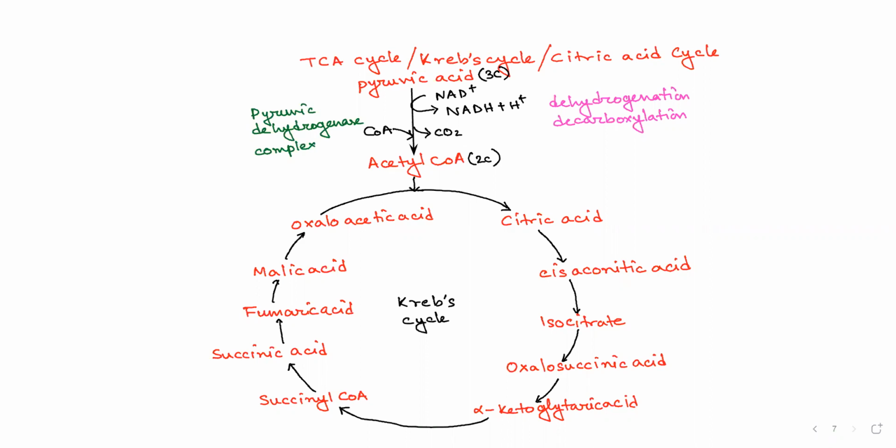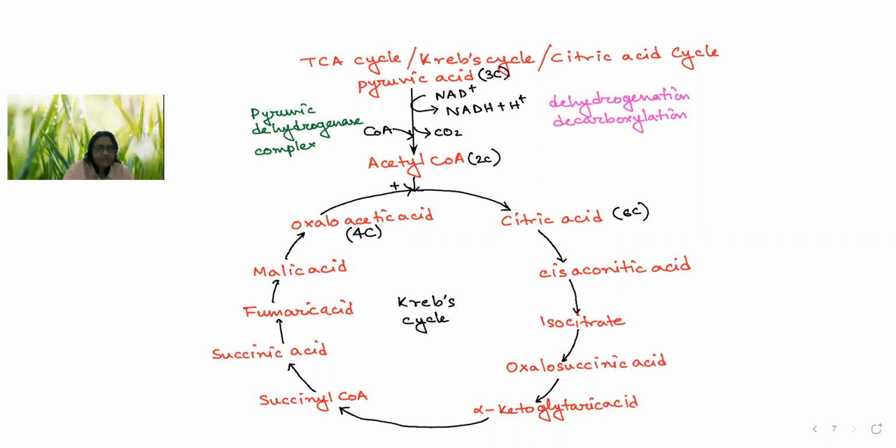Okay, so I am going to move towards the next step, a very important step where there will be formation of citric acid from acetyl CoA. So how will it be formed? Basically, what will happen is this oxaloacetic acid, which is a 4-carbon carboxylic acid, will bind with acetyl CoA, which is a 2-carbon carboxylic acid, to produce citric acid, which is a 6-carbon carboxylic acid. So for your understanding, I am just putting a plus.